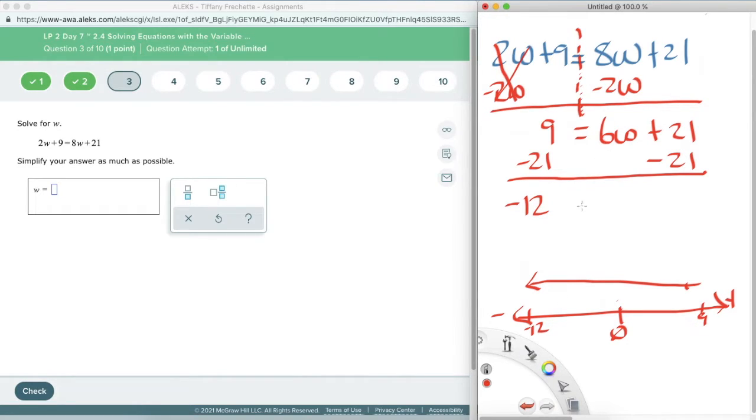Equals 6w, because that just drops down. 21 minus 21 cancels. So now we need to deal with this multiplication division step. So I'm multiplying by 6. I'm going to divide by 6 on both sides. 6 divided by 6 cancels. And we have w equals negative 12 divided by 6. Well, a negative divided by a positive is going to be a negative, so 12 divided by 6 is 2.